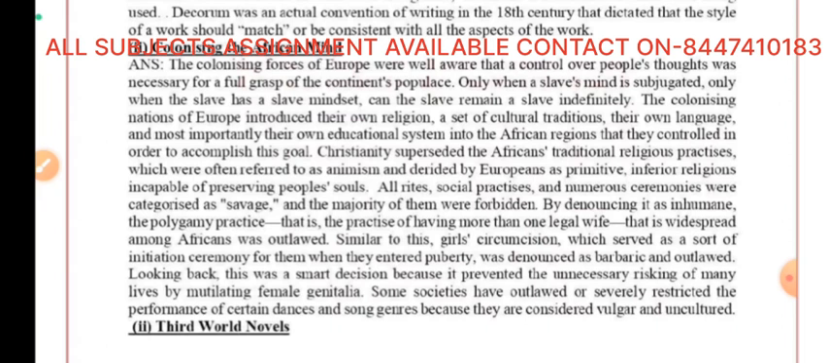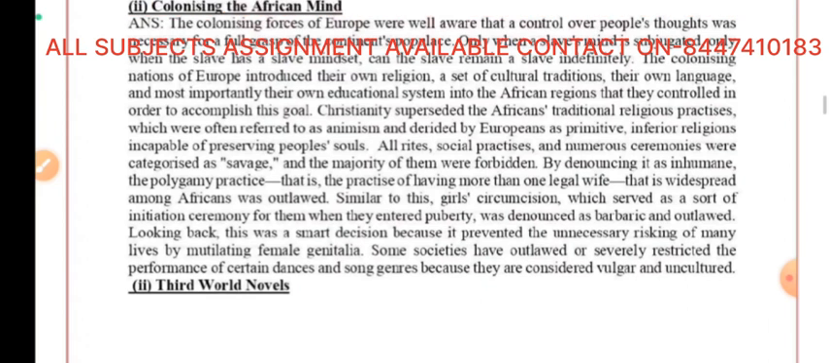Christianity superseded the Africans' traditional religious practices, which were often referred to as animism and derided by Europeans as primitive, inferior religions incapable of preserving people's souls. All rites, social practices, and numerous ceremonies were categorized as savage, and the majority of these were forbidden. By denouncing it as inhuman, the practice of polygamy, that is, having more than one legal wife, which was widespread among Africans, was outlawed.